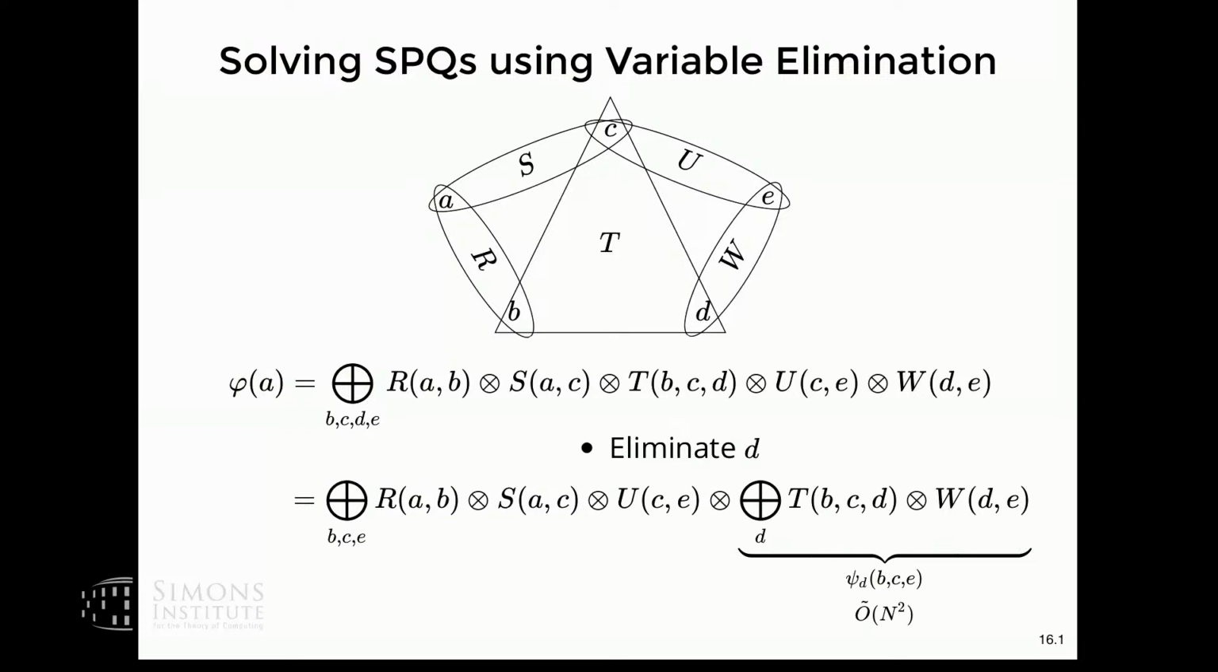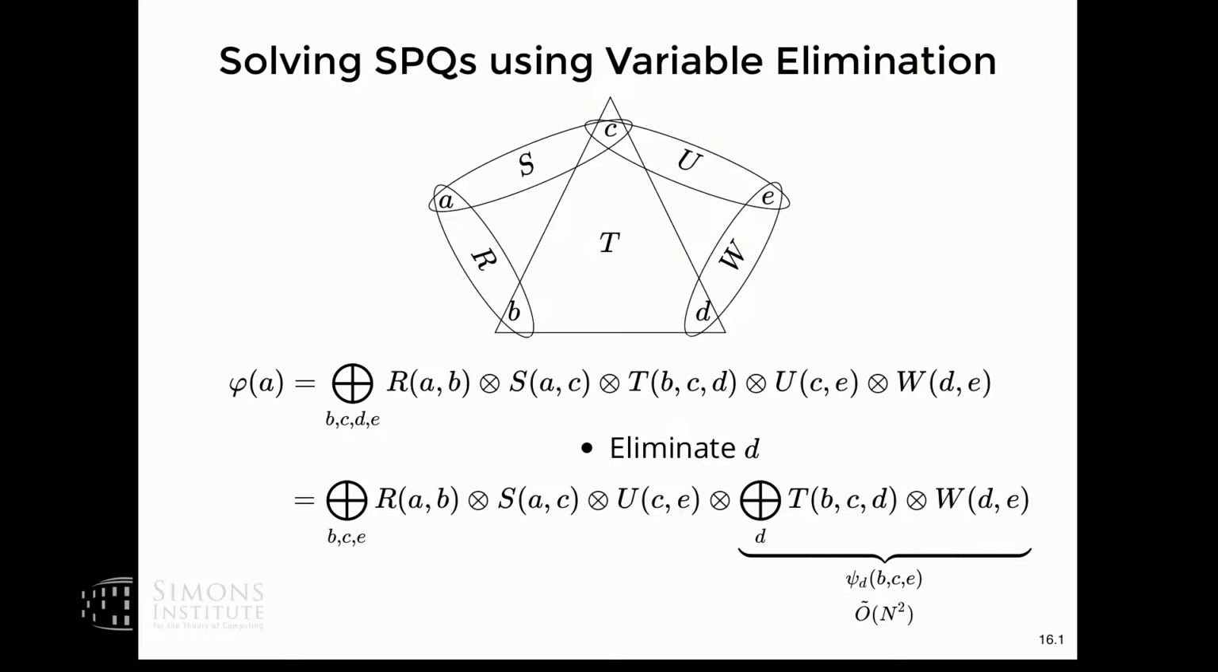So let's say we choose to eliminate D. D is involved in 2 of these functions, W and T. So if we try to eliminate D, we will basically pull everything else outside of the summation over D, so that inside we only have T and W.